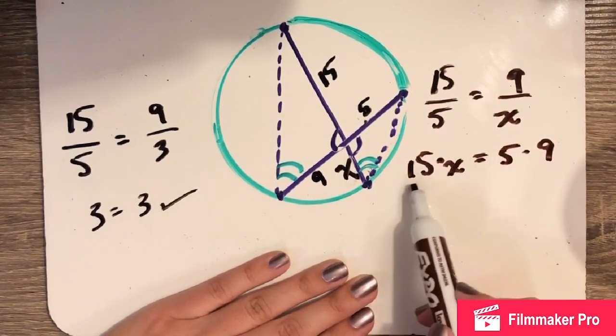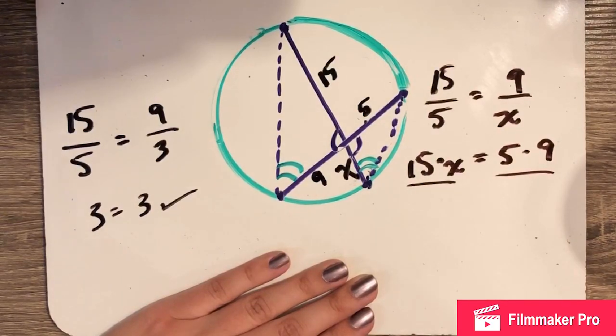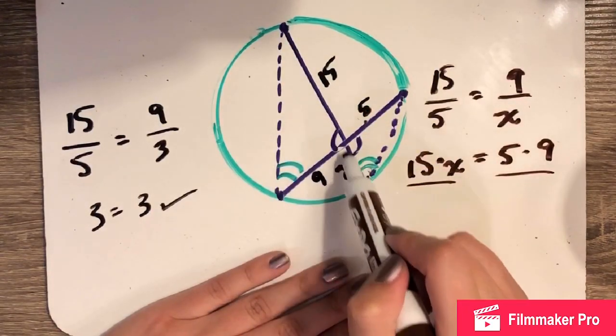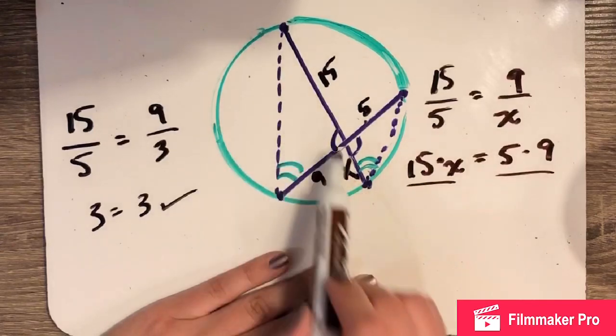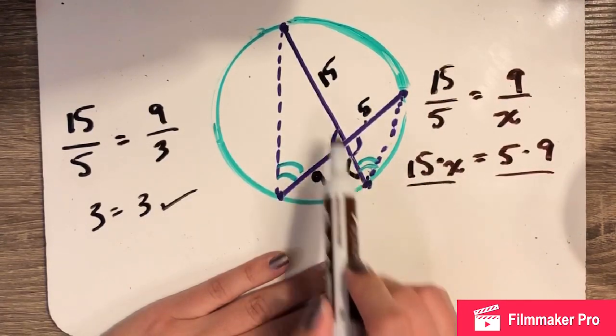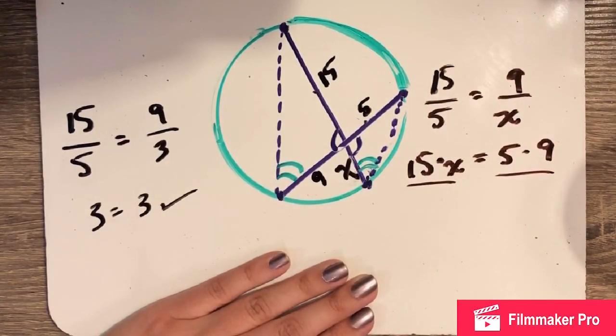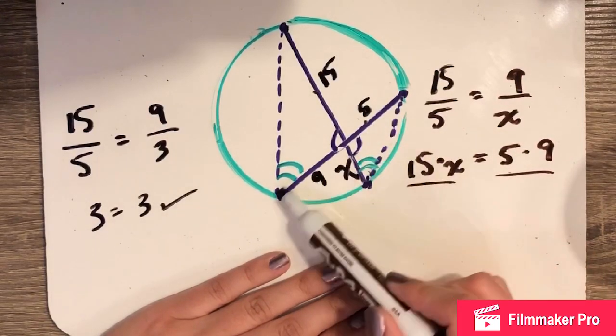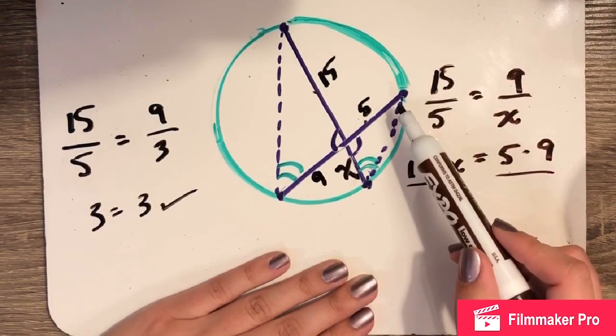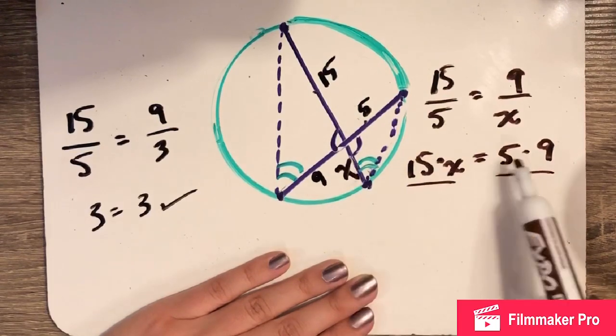Now notice where these pieces come from. 15 and x come from the same chord, so I'm multiplying together the two pieces of this chord. And then 5 and 9 come from the other chord of this circle, 5 times 9.